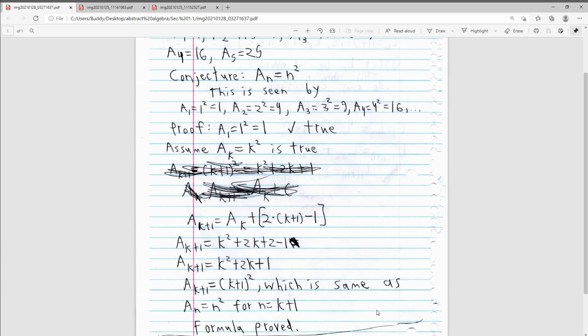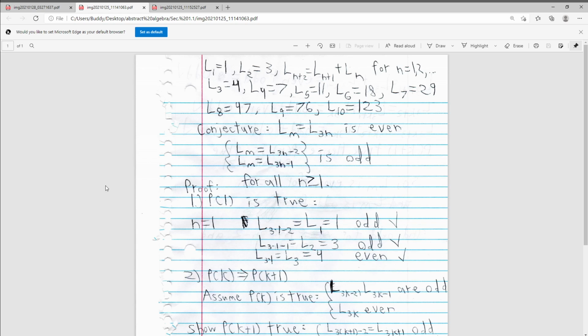the formula is proved. A slightly different variation is using the Lucas sequence. You can look in the book, right here: L1 equals 1, L2 equals 3, and then L_(n+2) equals L_(n+1) plus L_n for n equals 1, 2, and so on. You could see this written a slightly different way with the subscripts, but they mean the same thing, depending on which book and which way you look.